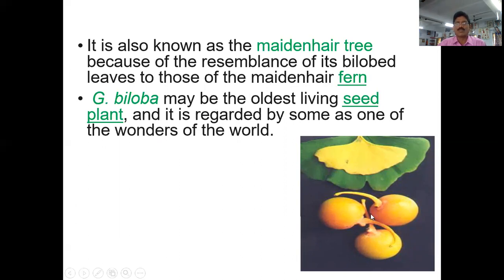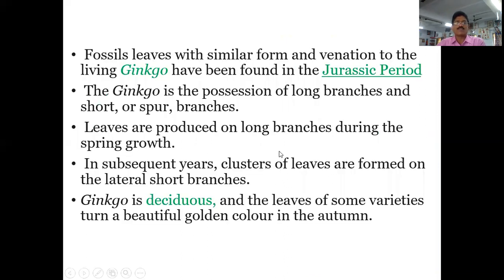When you see the Ginkgo biloba, it has seeds. So this is the oldest plant in the gymnosperms. Fossil leaves with a similar form and venation to Ginkgo biloba have been found from the Jurassic period. So the Ginkgo has long branches and short spur branch-like structures. The leaves are produced on the long branches during the spring months. Ginkgo biloba is deciduous, and the leaves of some varieties turn a beautiful golden color in the autumn.